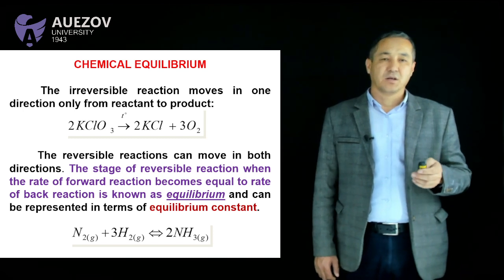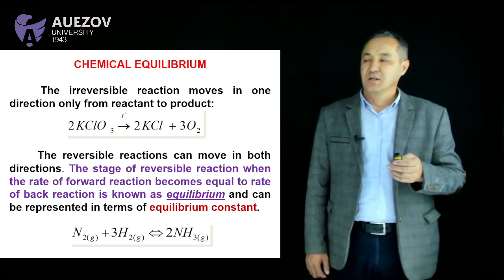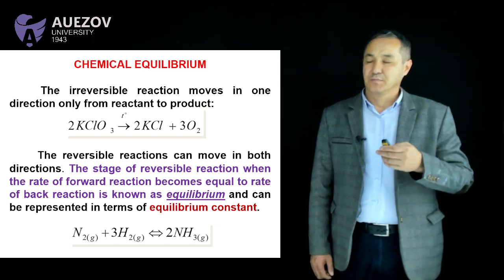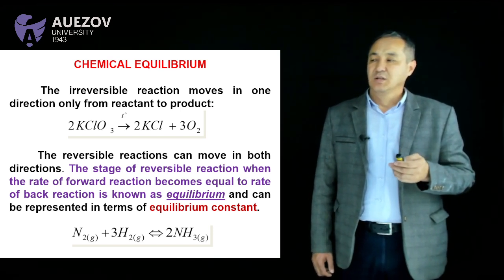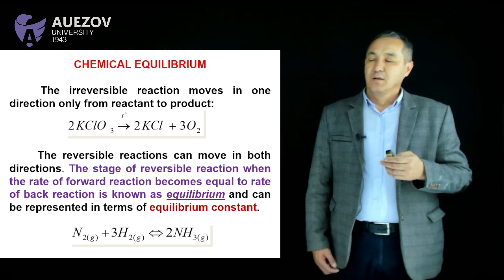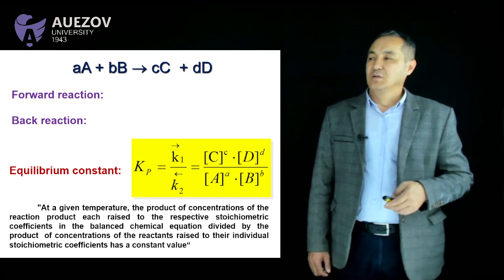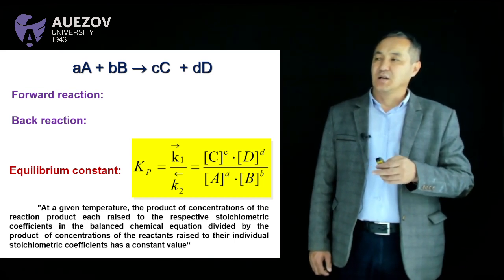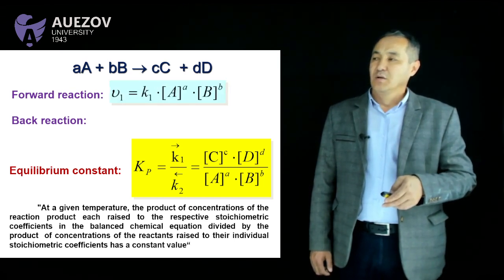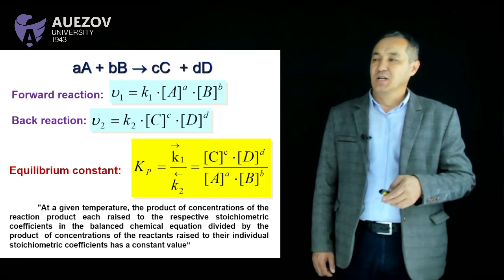For example, nitrogen and hydrogen gaseous substances both interact. We can take two molecules of gaseous substance. On the next slide, we can see chemical equilibrium for forward and back reactions, and the equilibrium constant.